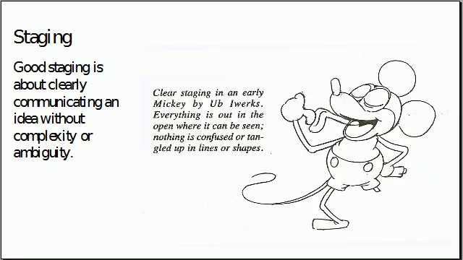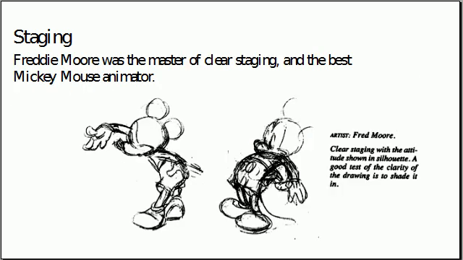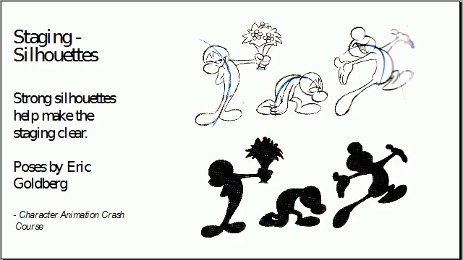The Disney animators learned this really way back in the 20s. Here's Mickey, one of the earliest Mickeys, licking his thumb, and this is by Ub Iwerks. Again, this is taken from The Illusion of Life, and you can see how clear Ub has made this drawing, and the staging is very, very clear, and it's not ambiguous and it's not confusing. Freddie Moore, who is the great Mickey Mouse animator, also understood this. His staging is incredibly clear here. Again, this is taken from The Illusion of Life.